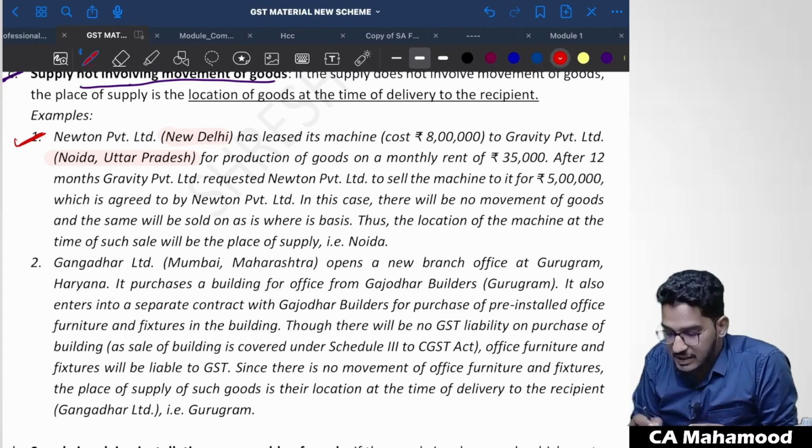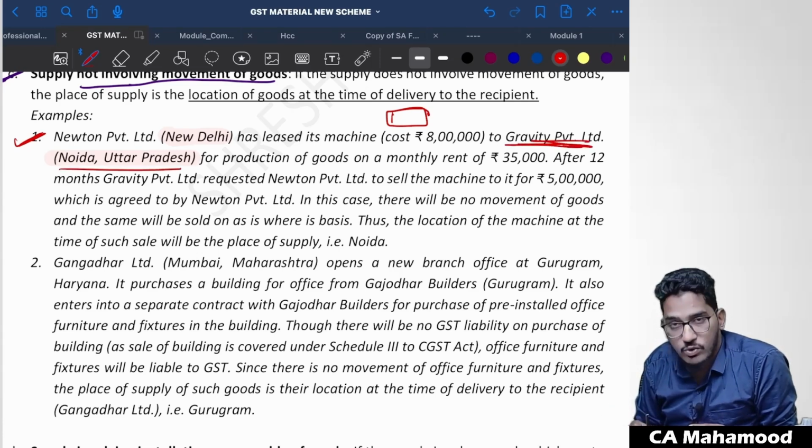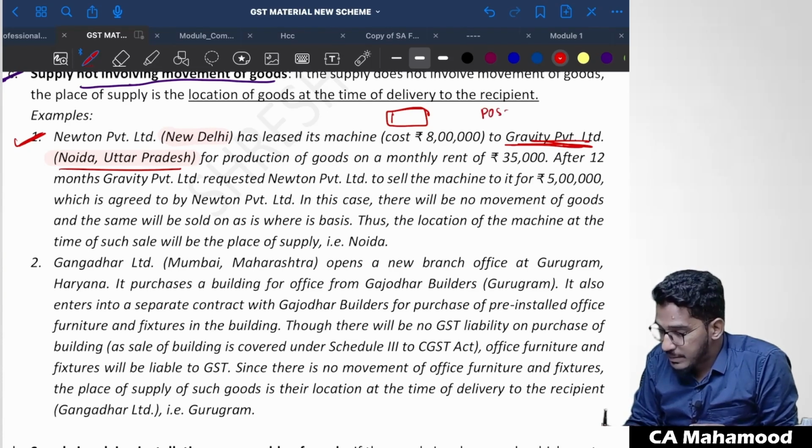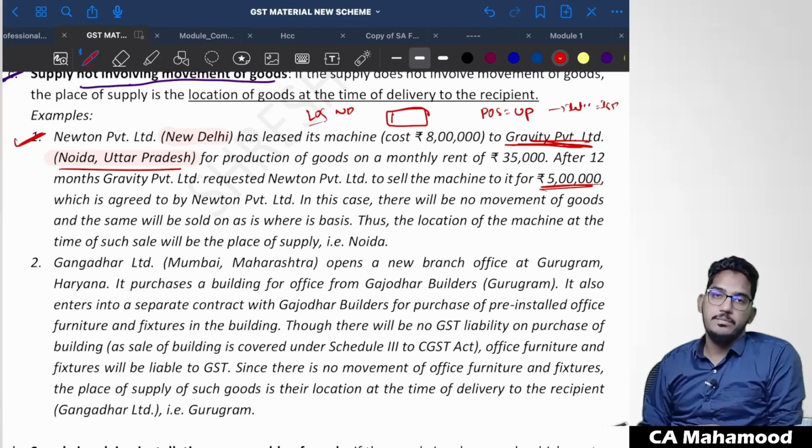So you tell me, at the time when the ownership is getting transferred, where is the machinery actually located? The machinery is already there at the recipient's premises, at the Gravity Private Limited premises. What is that? Noida, Uttar Pradesh. So the place of supply will be Uttar Pradesh, whereas the location of the supplier will be New Delhi. It will be treated as interstate supply, and on this 5 lakh rupees IGST will be levied.